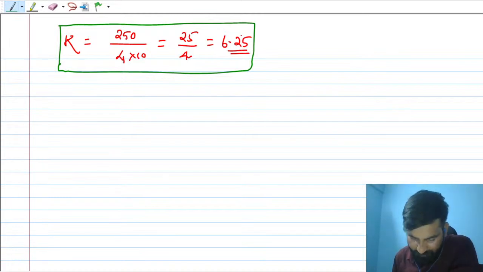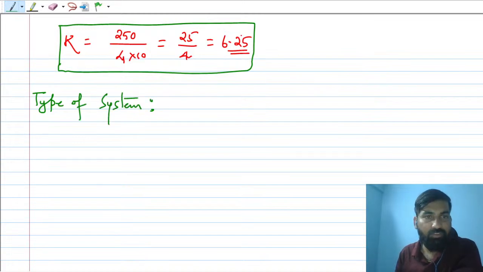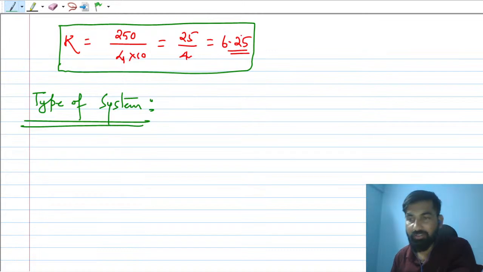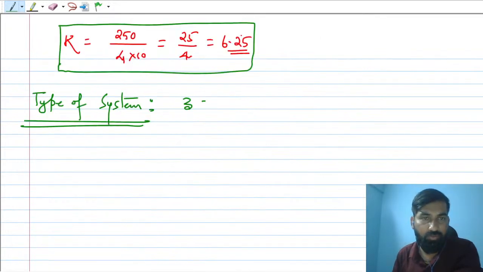Okay, and can somebody tell me the type of the system? The type of the system is nothing but the number of poles at origin. You see here how many poles are at origin. The number of poles at origin is 3. So the type of the system is going to be 3.